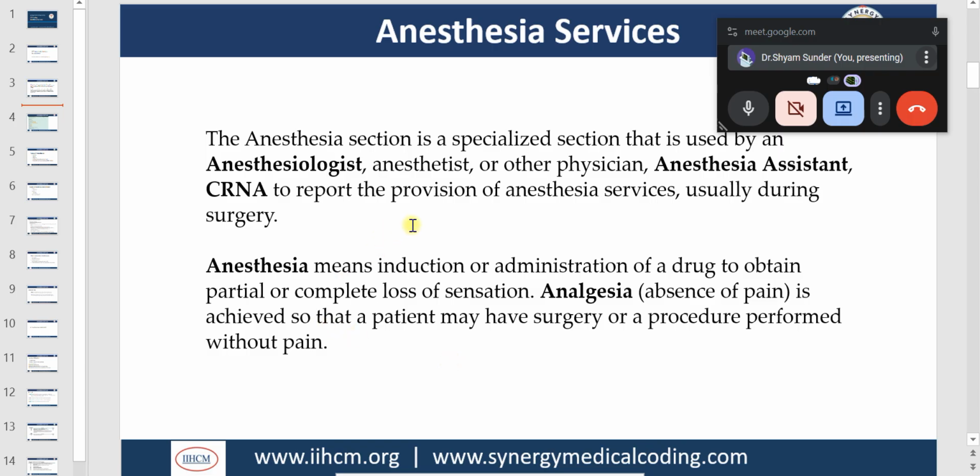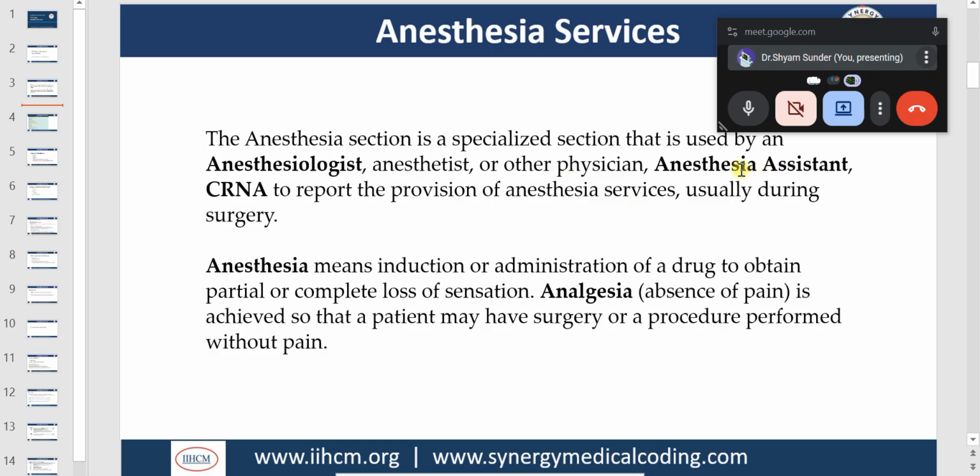And like I said, anesthesia services are provided by an anesthesiologist who is an MD physician, and we have the anesthesia assistant and CRNA, certified registered nurse anesthetist. So they can also provide anesthesia services. The difference is all of them are licensed. The difference is the anesthesiologist is an MD, whereas the CRNA is a nurse practitioner, and the anesthesia assistant is an allied professional.